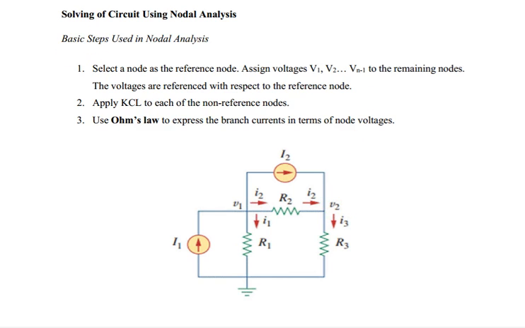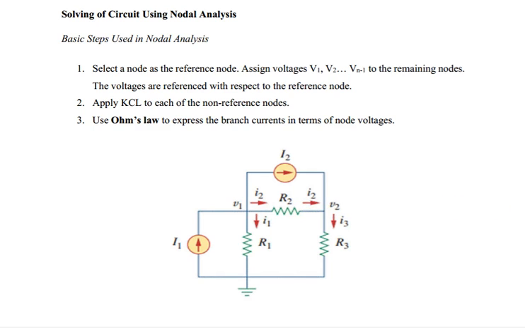So select a node as the reference node. This is the reference node. Assign node voltages V1, V2 up to Vn minus 1 to the remaining nodes. These voltages are with respect to this ground point. Now we have to apply KCL to each non-reference node. This is your reference node, 0 volt or ground. V1 and V2 are the non-reference nodes, so we have to apply KCL at these non-reference nodes, that is at node 1 and node 2.